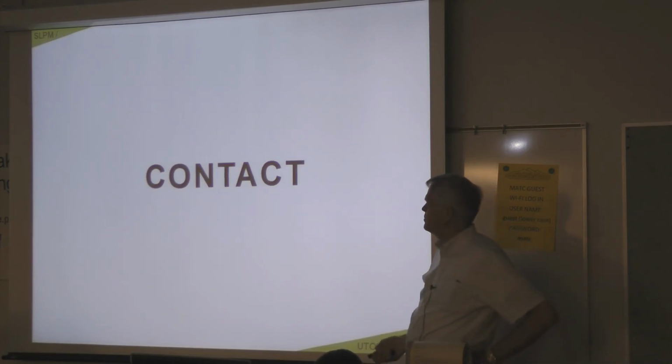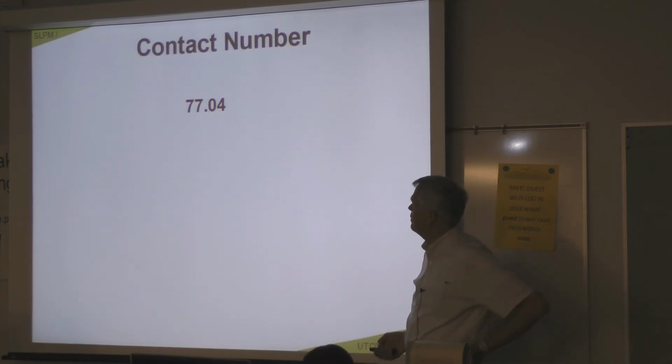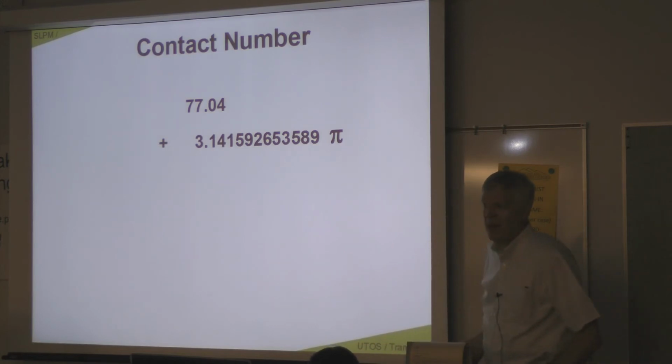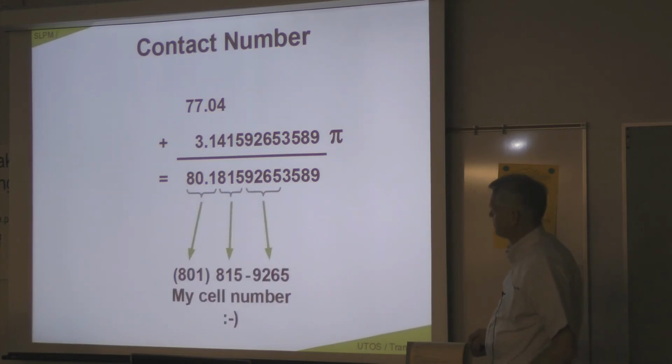So if you want to contact me, my number is 77.04. And you might be asking, well, what am I going to do with that? What you do is you add that to pi, and you get this number. And if you look at that closely, that is my cell phone number.